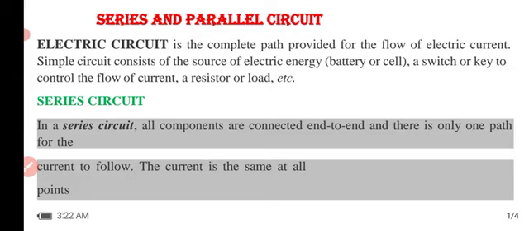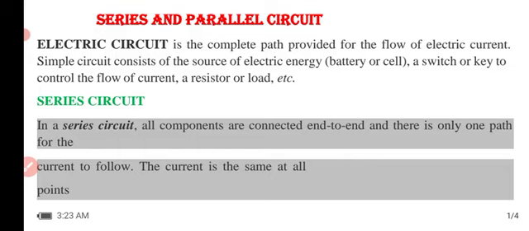Let's quickly look at what an electric circuit is. An electric circuit is just a complete path provided for the flow of electric current. A simple type of this consists of a source of electric energy, that is a source of potential difference, a switch to control the flow of current in the circuit, and the load or resistor in the circuit.